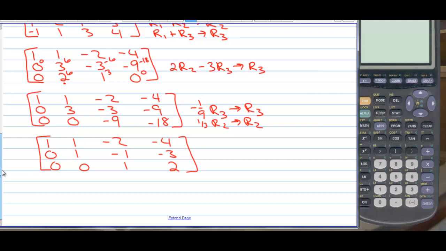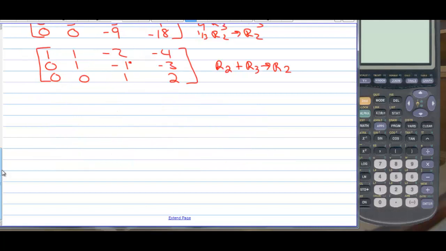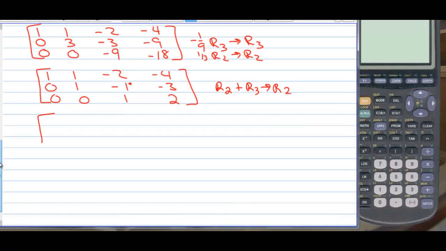Our next 0 we want is right here. We want to get this to be 0. We can take, let's see, row 2 plus row 3 and replace row 2. 1, 1, negative 2, negative 4. We have 0, 0, 1, 2. And then we have 0. 0 plus 0 is 0. 0 plus 1 is 1. 1 plus negative 1 is 0. And 2 plus negative 3 is negative 1.